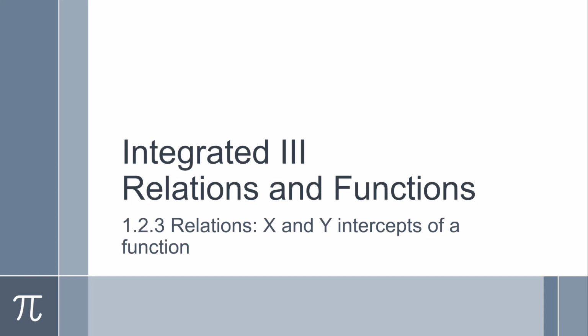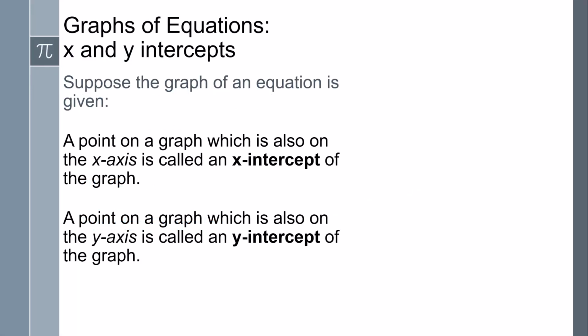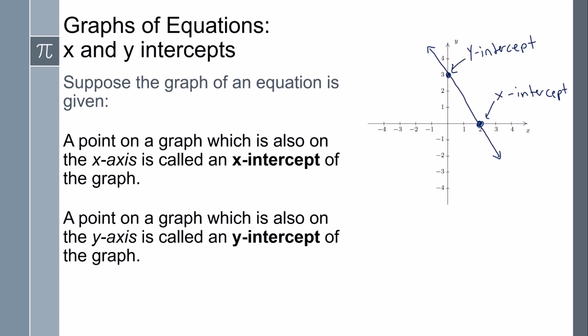This is lesson 123. We're going to find the x and y intercepts of a function. So today we're going to find the x and y intercepts. Now, as a quick review, a point on a graph which is also on the x-axis, we call an x-intercept. A point on the graph which is also on the y-axis, we call a y-intercept. So if it's on the y-axis, y-intercept. If it's on the x-axis, x-intercept.